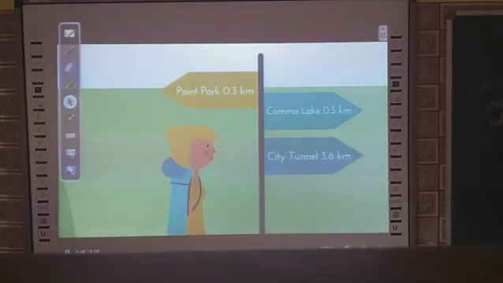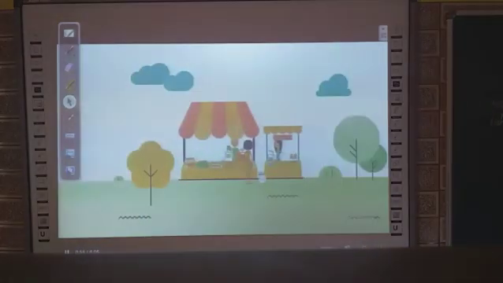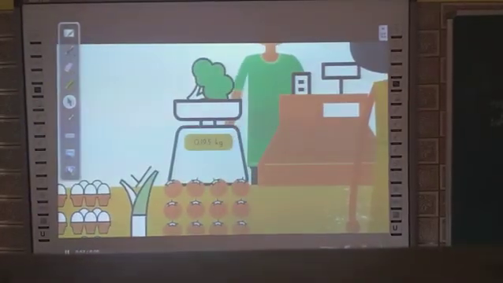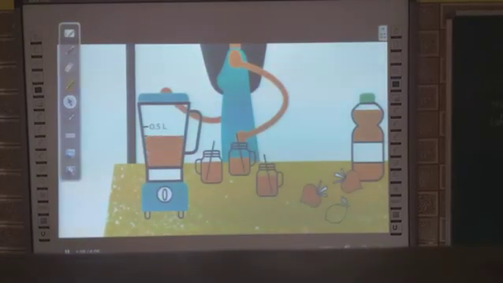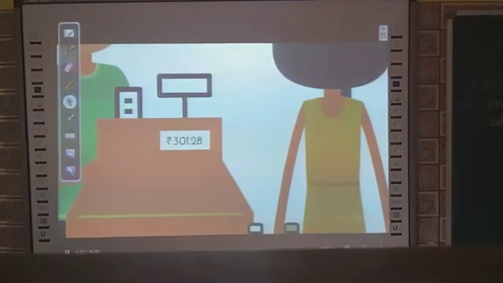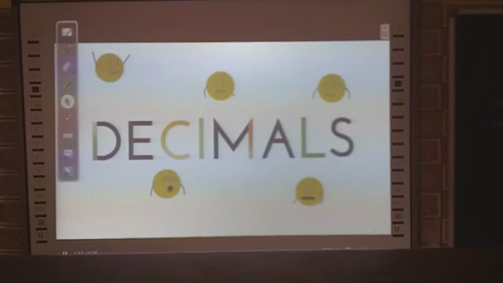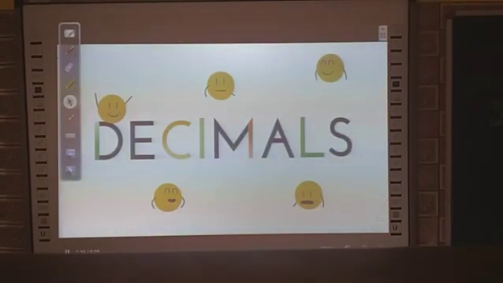Distance, length, weight, capacity, volume, and money. The list goes on. So trust me, understanding decimals is going to make your life much easier.